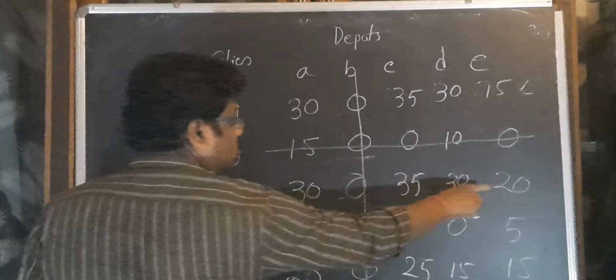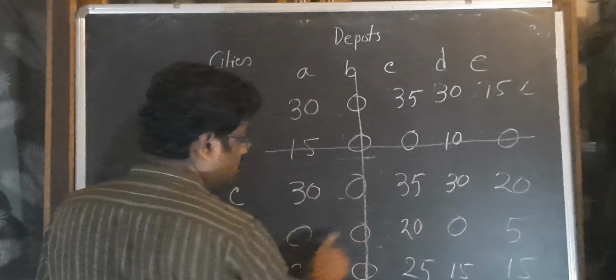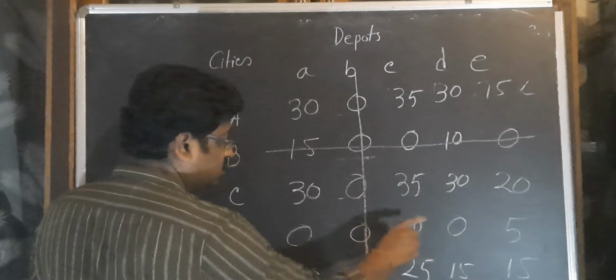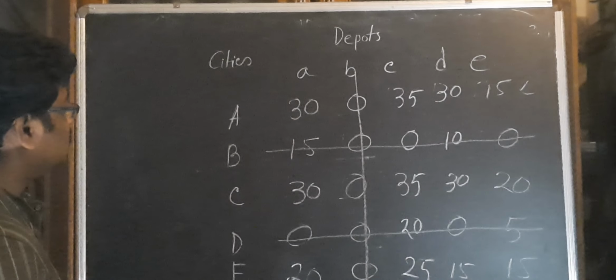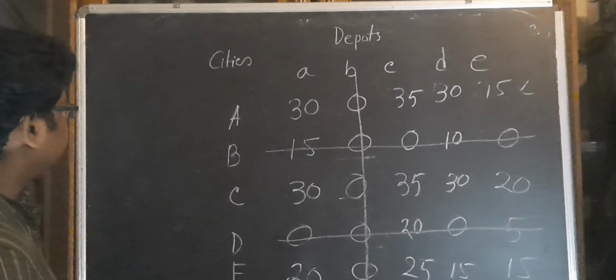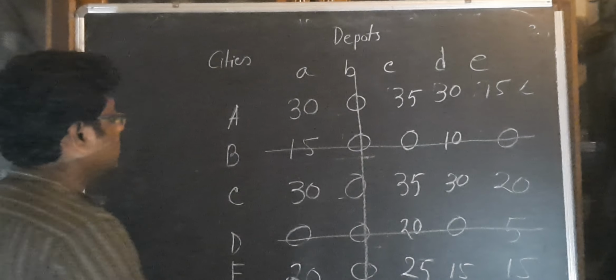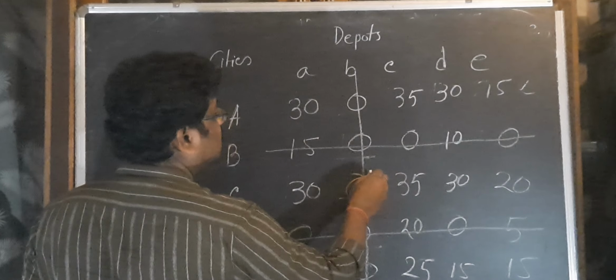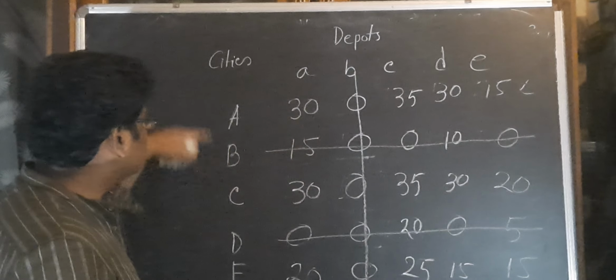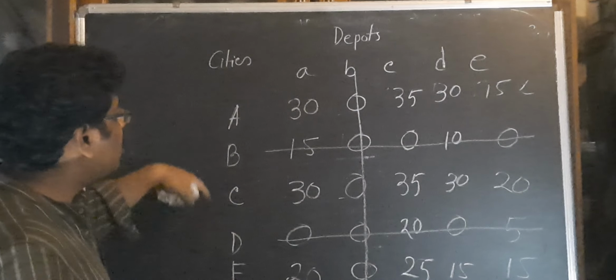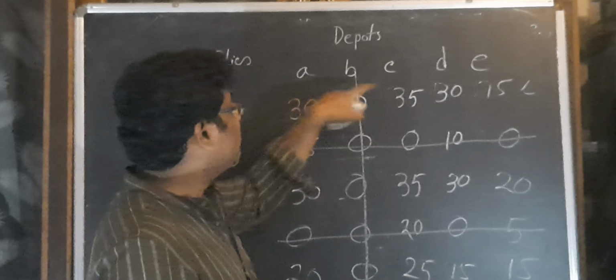And there is no zero in this row. Here are 2 zeros. Is there any zero left? 1, 2, 3. There are 3 lines, but that is not equal to the number of columns, which is 5, or the number of rows, which is 5.